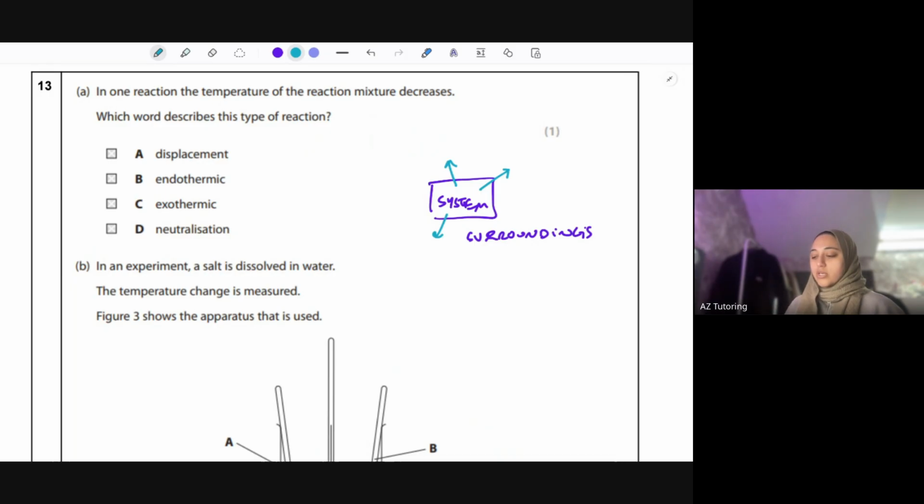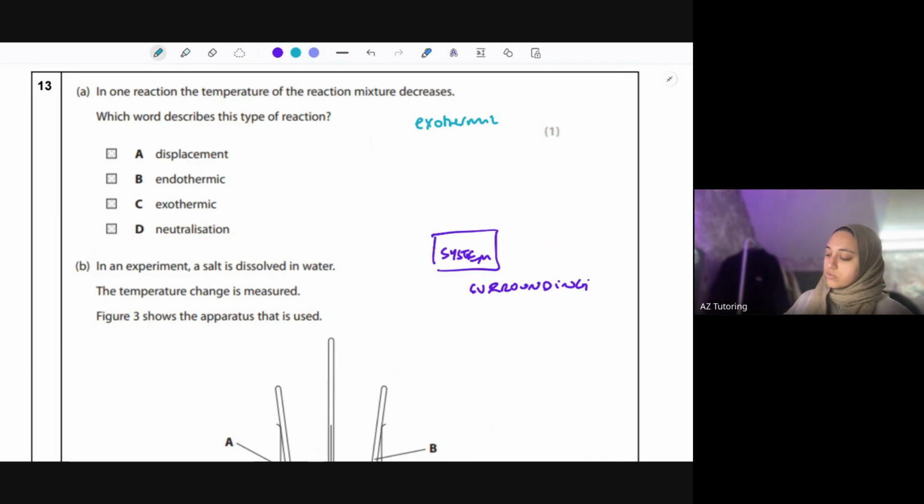However, if the temperature, hold on, let me use a different analogy. I'll give examples so you can envision this. Exothermic reactions are the more common reactions, stuff like combustion.